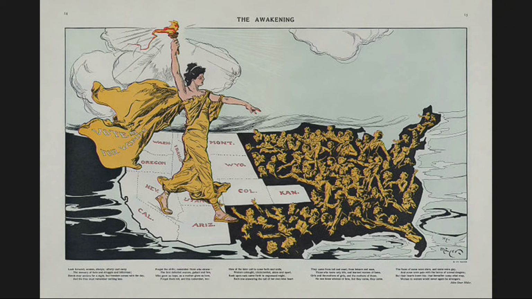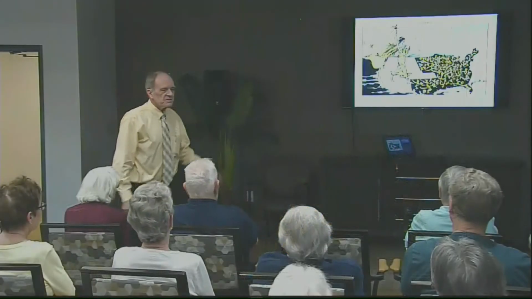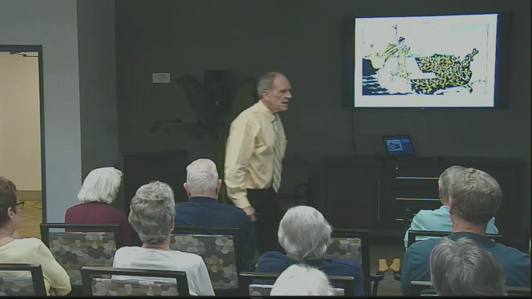Why? Because in the western states, and many of them were territories in the 1800s, many of the territories allowed women the right to vote way before the states in the eastern part of the country did. For example, Wyoming became a territory in 1869. And one of the first things they did, they passed a law allowing women to vote.